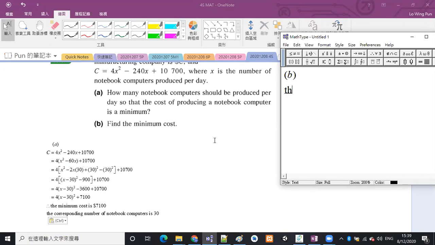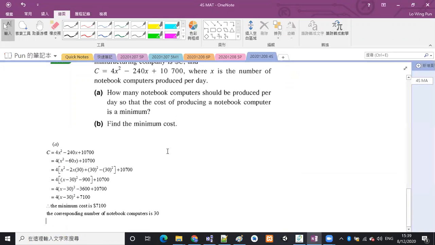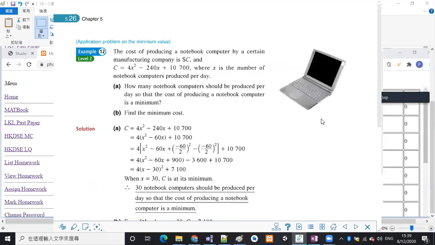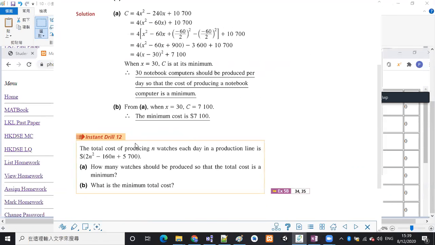Okay, the minimum cost should be just $7,100. Okay, we have already found the answer here. Now I would like you to try to do the instant drill number 12. Instant drill number 12. Okay, give you just 2 minutes will be okay, I think.